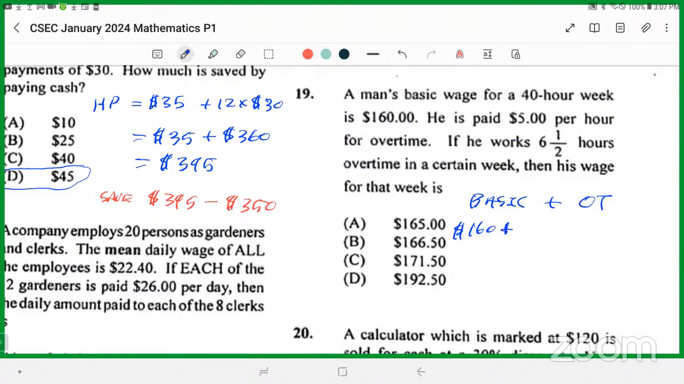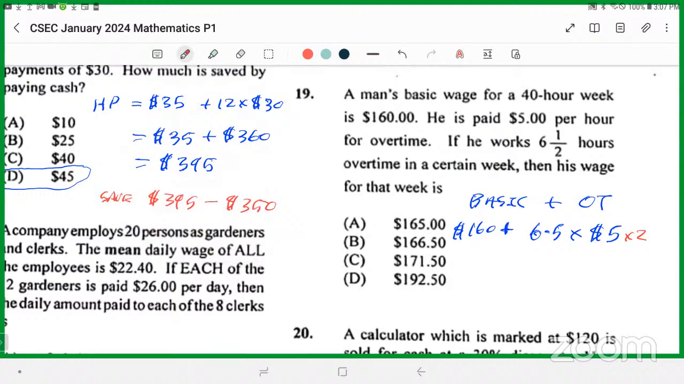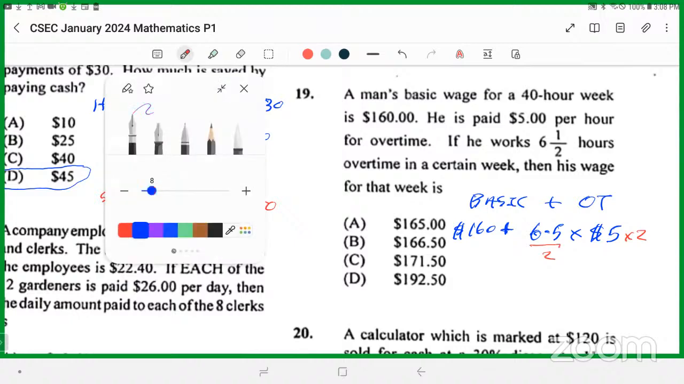6.5 times $5. And I can work this out quickly. I can multiply this by 2 to make it become 10 and then divide this by 2. Instead of trying to multiply those, I like to work in tens. So I can multiply this number by 2, make it become 10, and then divide this number by 2, to get some easier numbers to work with because I cannot use my calculator.